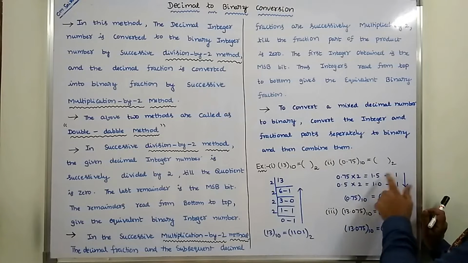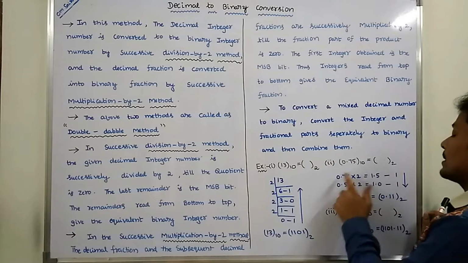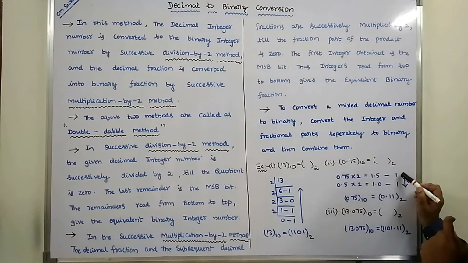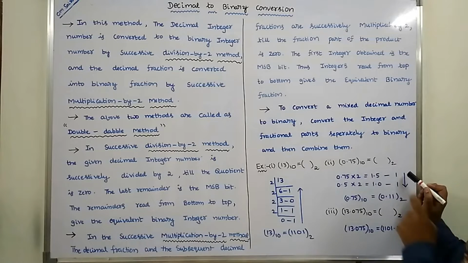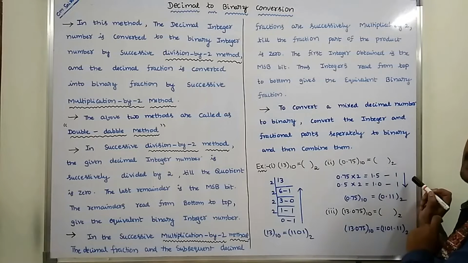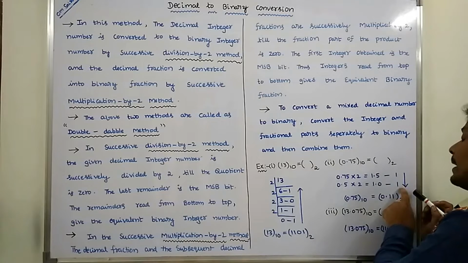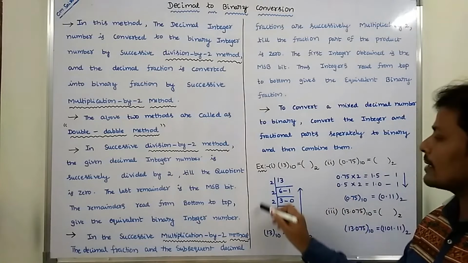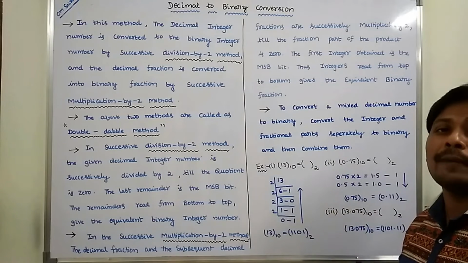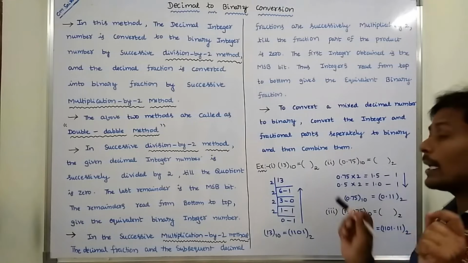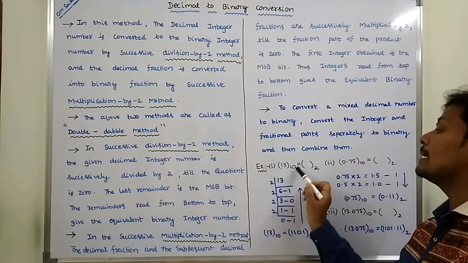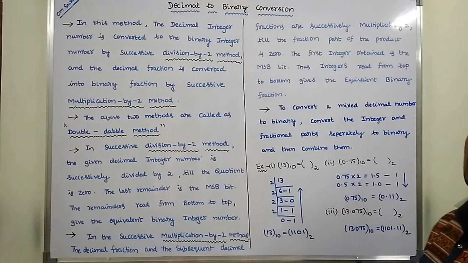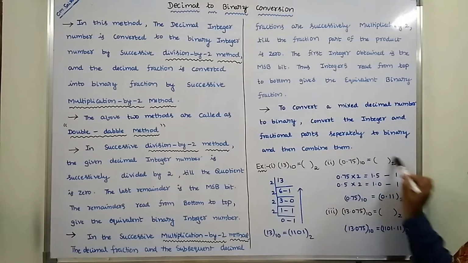This is a binary fraction number and this is a decimal fraction number. Whatever the first integer 1 we are getting, that one can be treated as the MSB bit. The last one can be treated as the LSB bit. So this procedure is called the successive division by 2 method for converting the given decimal integer number into binary integer number.